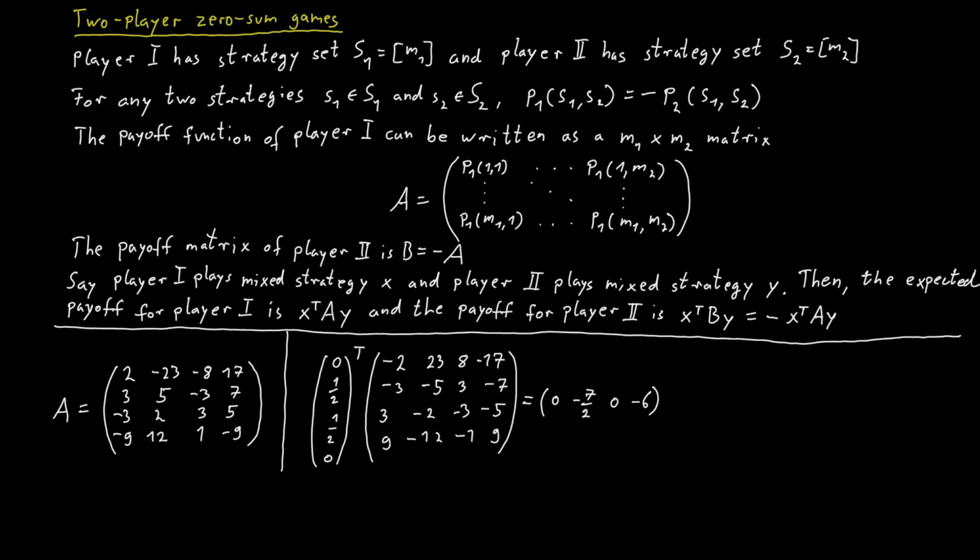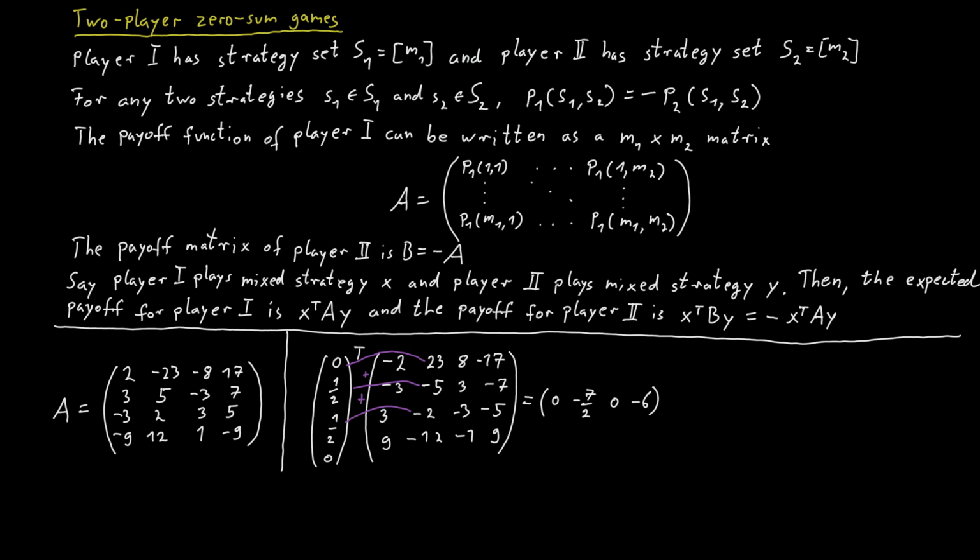This is because, for example, the first 0 comes from 0 times minus 2 is 0, plus 1/2 times minus 3, plus 1/2 times 3 is 0 as well, and then 0 times 9 is 0. So if we add all of those up, it's just 0. But the minus 7 over 2, for example, comes from 0 times 23, it's just 0, plus 1/2 times minus 5 is minus 5 over 2, plus 1/2 times minus 2 is minus 1.